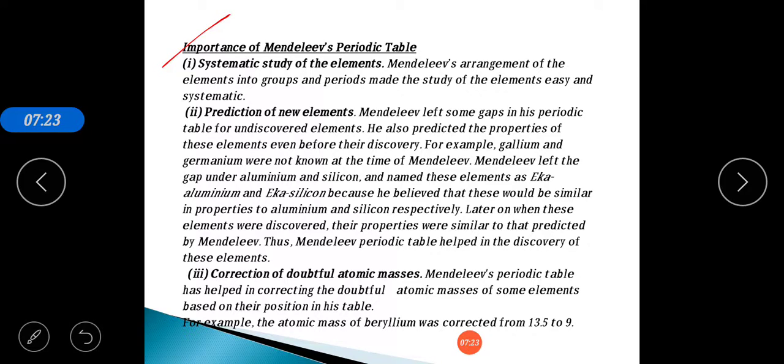Importance of Mendeleev's periodic table. Systematic study of the elements. Mendeleev's arrangement of the elements into groups and periods made the study of the elements easy and systematic.